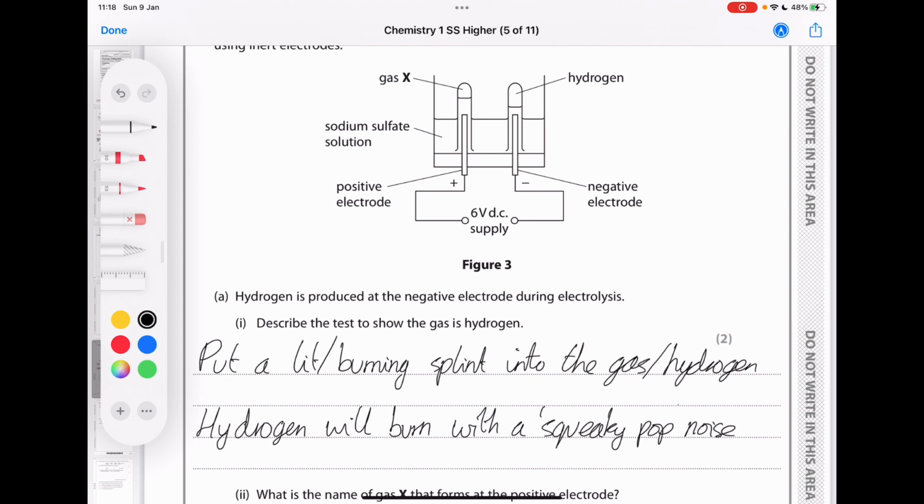It's not good enough to just say squeaky pop test. You must talk about putting this lit or burning splint into the gas.